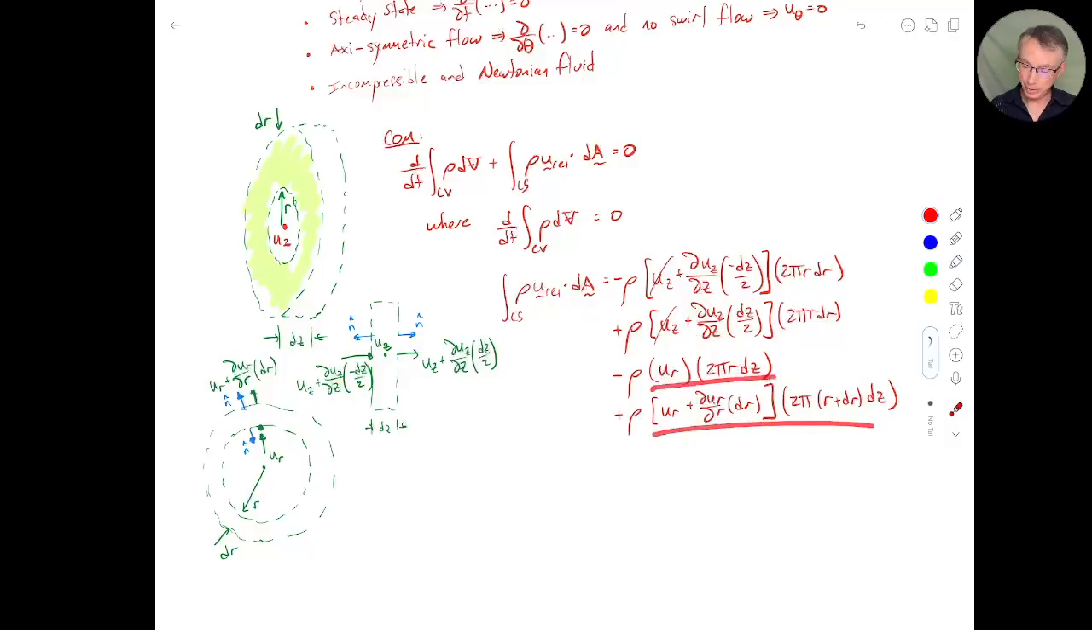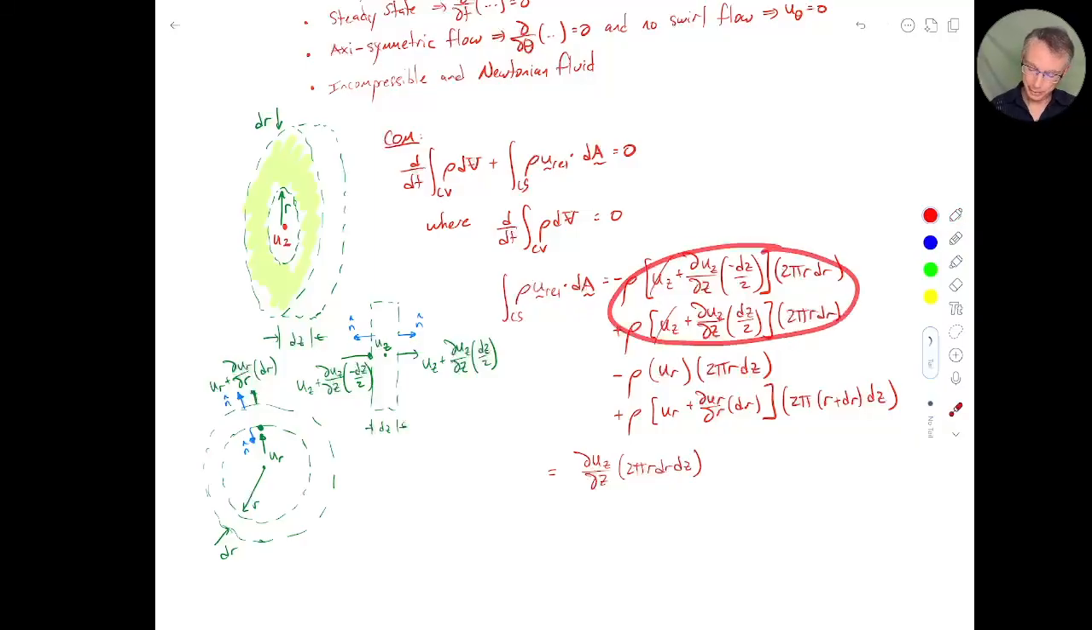In these expressions, it's a little more complicated because we have to multiply those out. So I'll do that separately in just a moment. So let me rewrite just that control surface integral. We'll have duz dz times 2 pi r dr times dz when we simplify these two terms together.